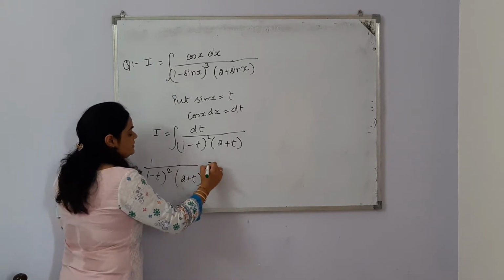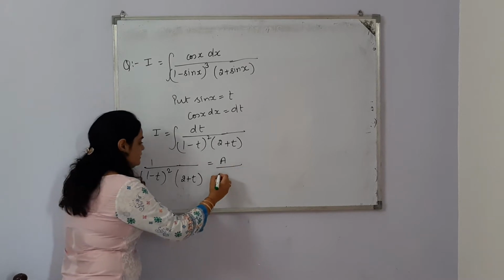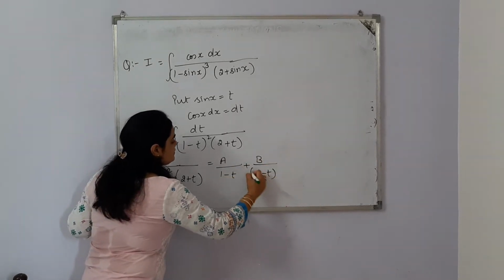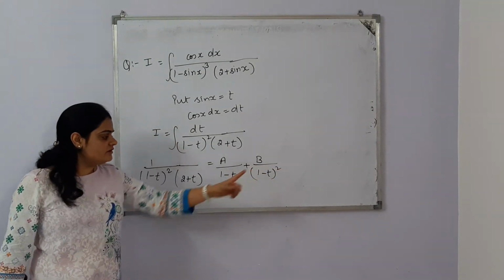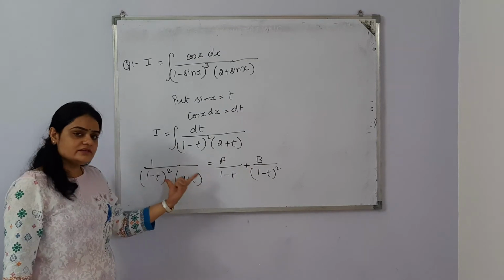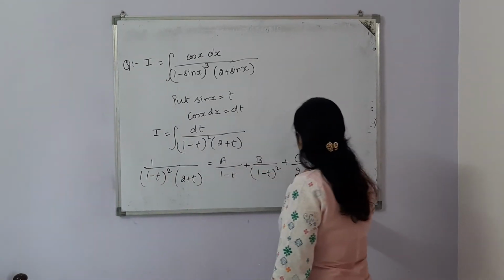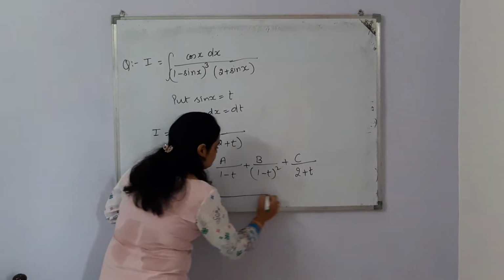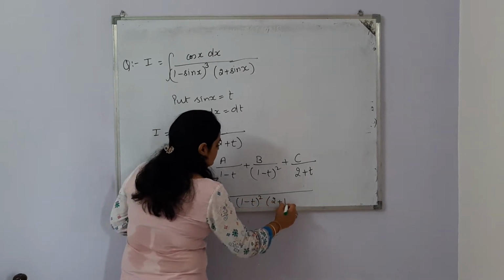So first of all, the first factor is repeating. So first we'll write a upon 1 minus t, then b upon 1 minus t whole squared. It's a repetition: here the power is 1, here the power is 2. And another function which is different, so we'll take c upon 2 plus t. After taking the LCM, I will get 1 minus t whole squared times 2 plus t.